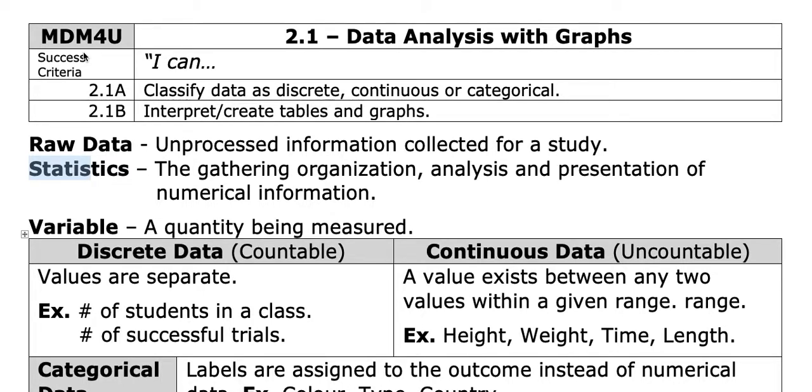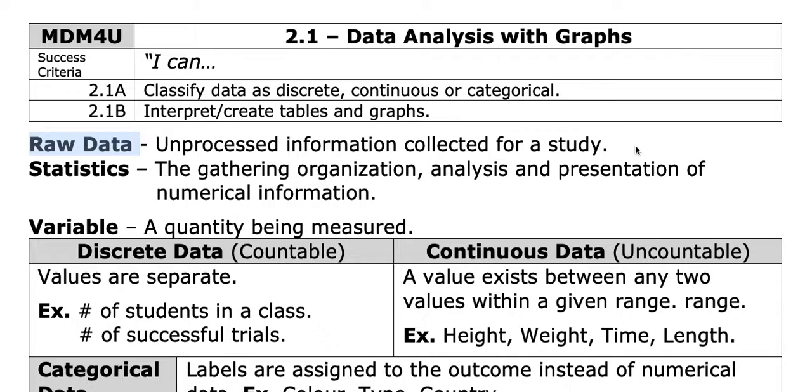MDM4U 2.1 Data Analysis with Graphs. We're going to learn different types of data as well as graphs that are associated with each. Starting with raw data, unprocessed information collected for a study.